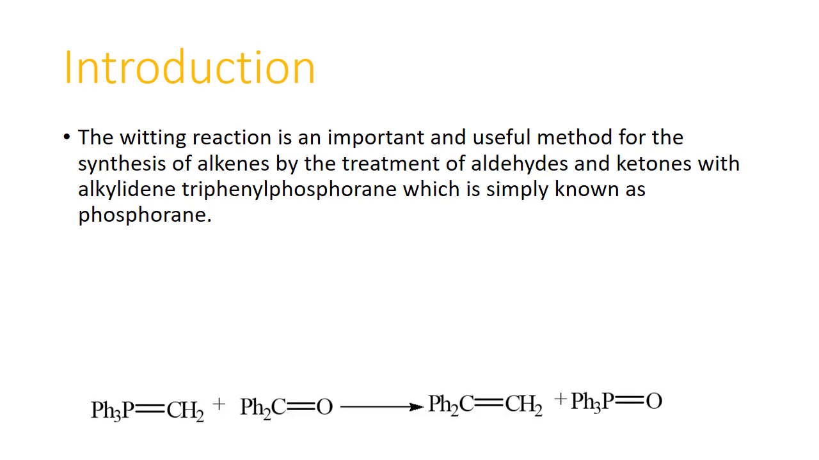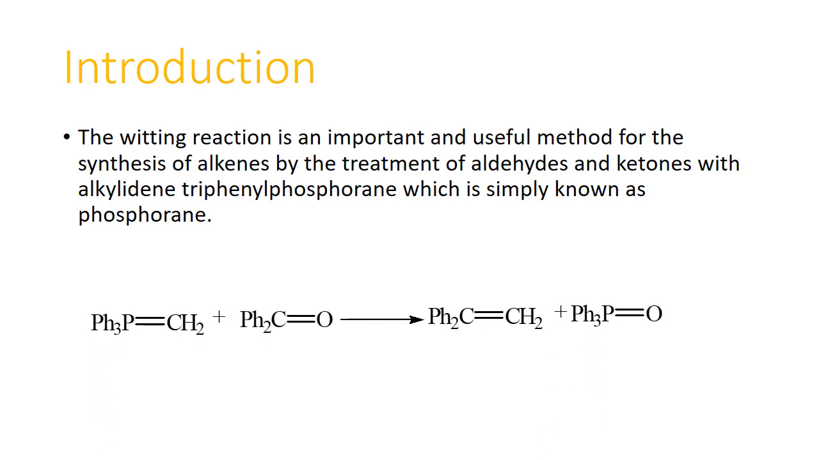We have an example here of such a reaction. This first one, which has triphenyl phosphorus and then a double bond to CH2, is what we know as a phosphorane. And as long as we are reacting it with a carbonyl carbon, we have an exchange of groups. The oxygen is exchanged to phosphorus, and the CH2 on the phosphorane is exchanged to the carbonyl carbon, so that we come up with a carbon to carbon double bond. That's why we say that it is an easy alternative for the synthesis of alkenes, and in this case mainly terminal alkenes.